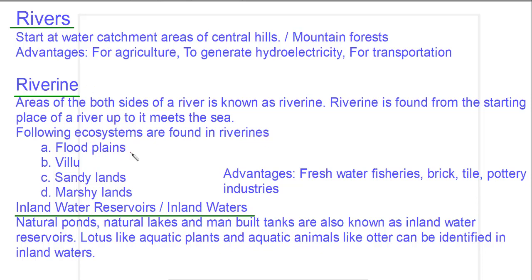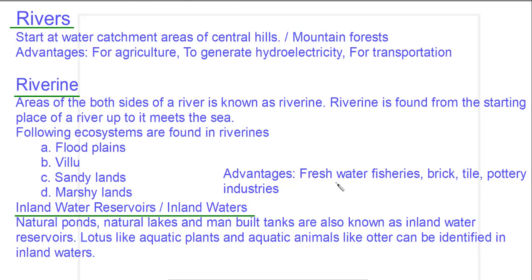Sub-ecosystems are there. Flood plains, the area where the flood comes. One is called the Villu. Villu means, children, during the flood it is filled with the water. With the dry season, it grows the grass. Elephants come to eat the grass of the Villu. Some areas are sandy lands, and in some areas we can get the marsh lands. The different ecosystems are there.